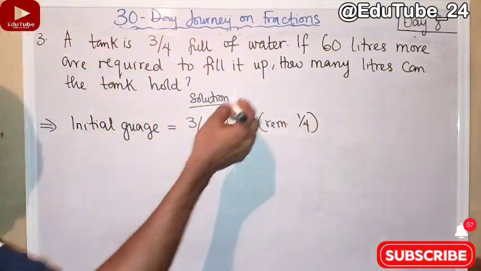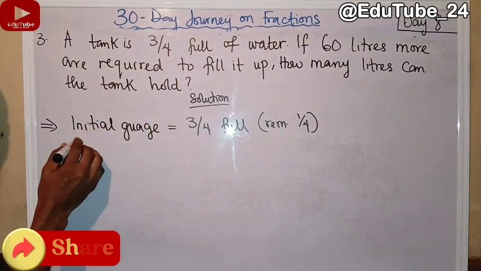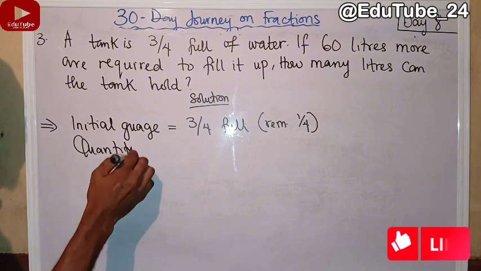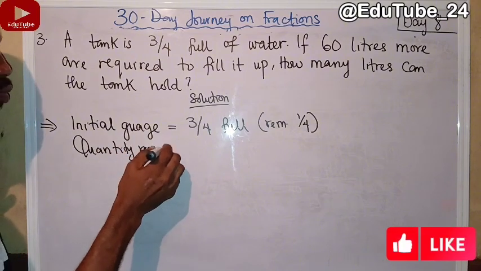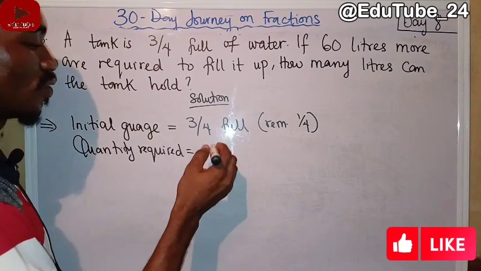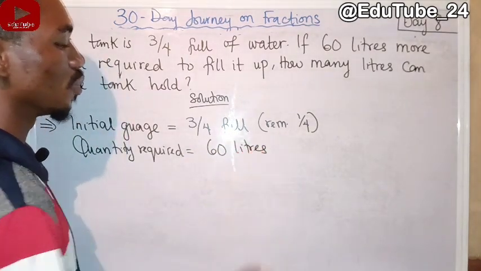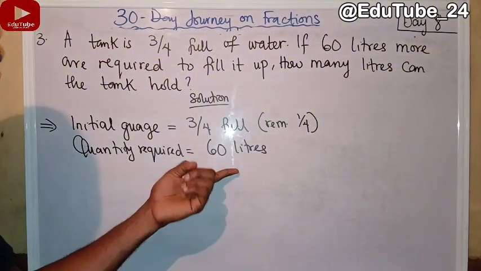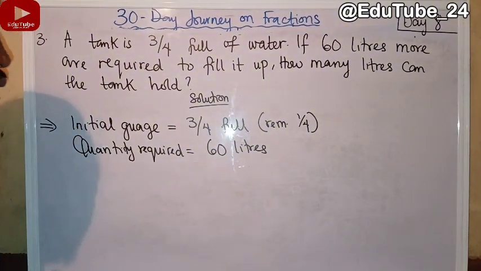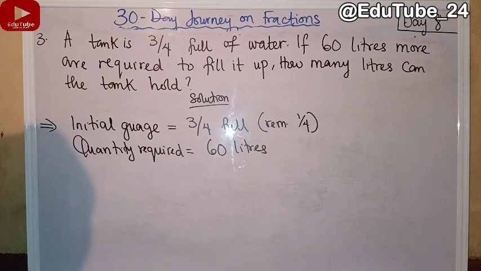Now, the question proceeds and says, if 60 liters more are required, so I'm going to interpret that to mean the quantity required to fill up the tank is 60 liters. So if the quantity required to fill up the tank is 60 liters, we need to find an equivalence of this 60 liters in fraction. That means what fraction represents this 60 liters. So to do that, that's so easy.